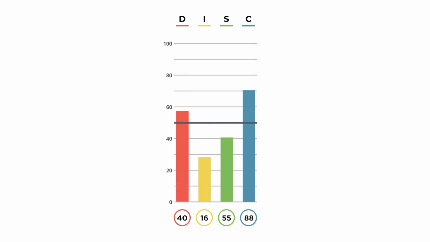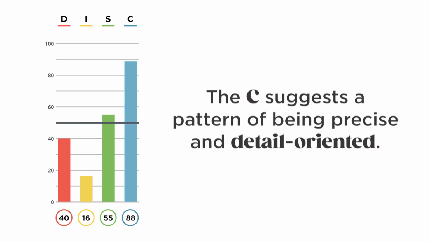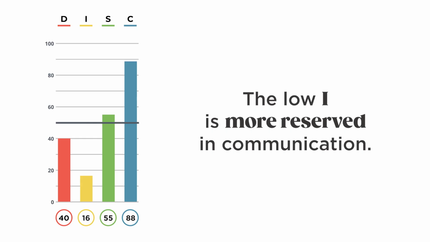Let's look at a quick example. Here, C is the highest score above the energy line, making it the primary behavioral style. S is the next highest above the energy line, making it the secondary style. The real insight comes from looking at all 4 together. We see a high C, a low I, and 2 scores closer to the middle. The C suggests a pattern of being precise and detail-oriented, where the low I is more reserved in communication.